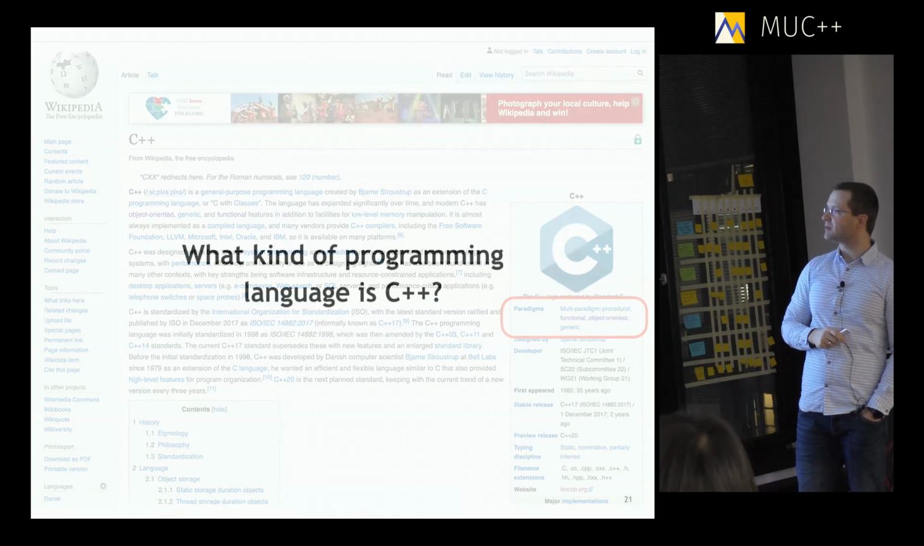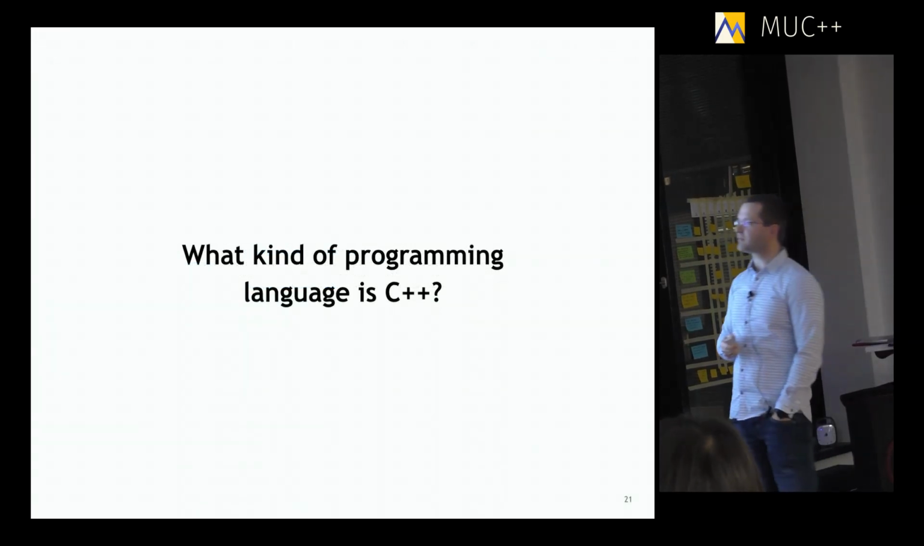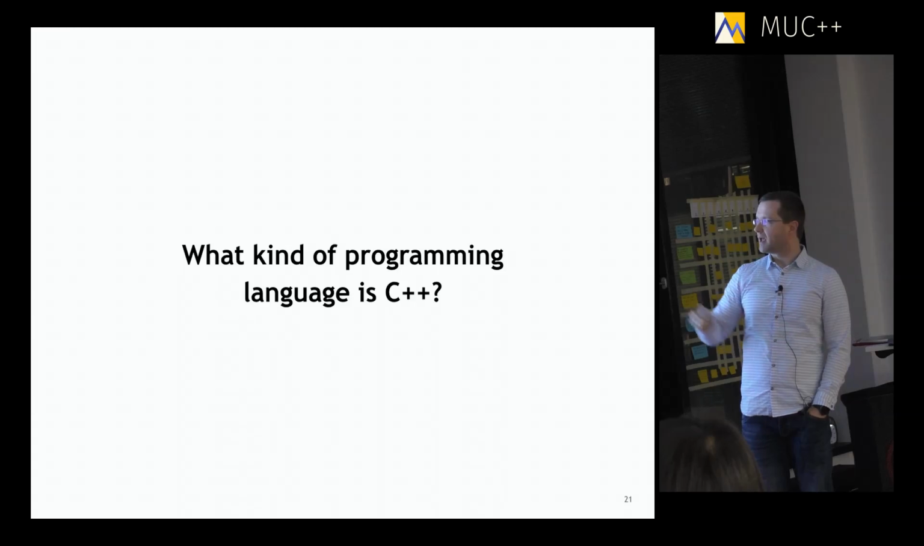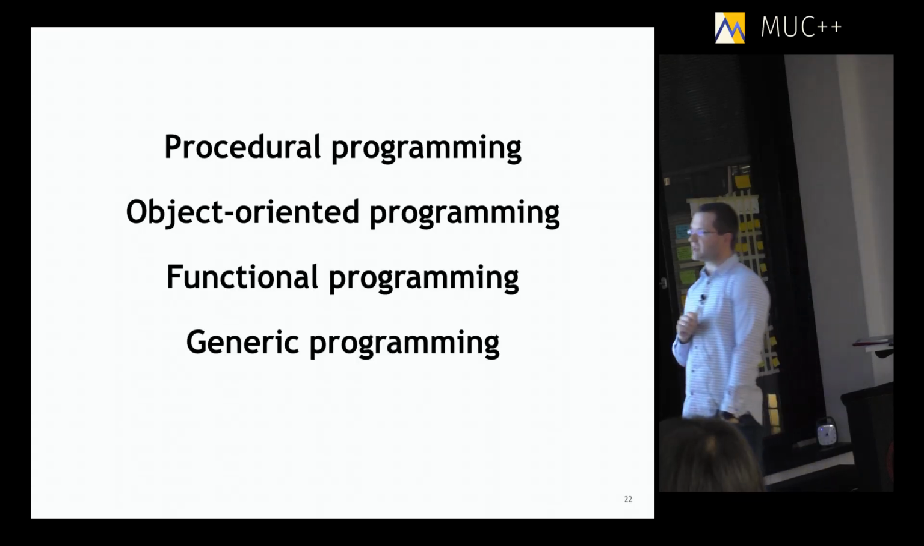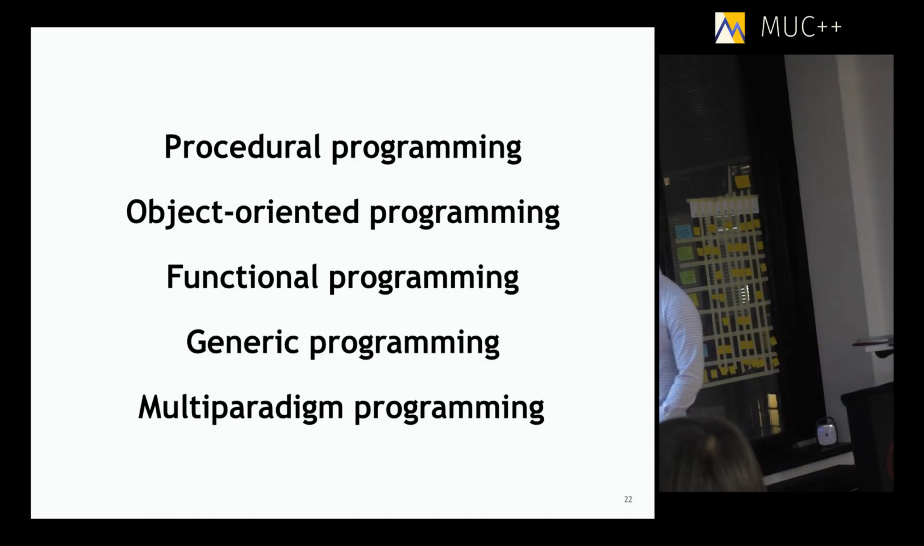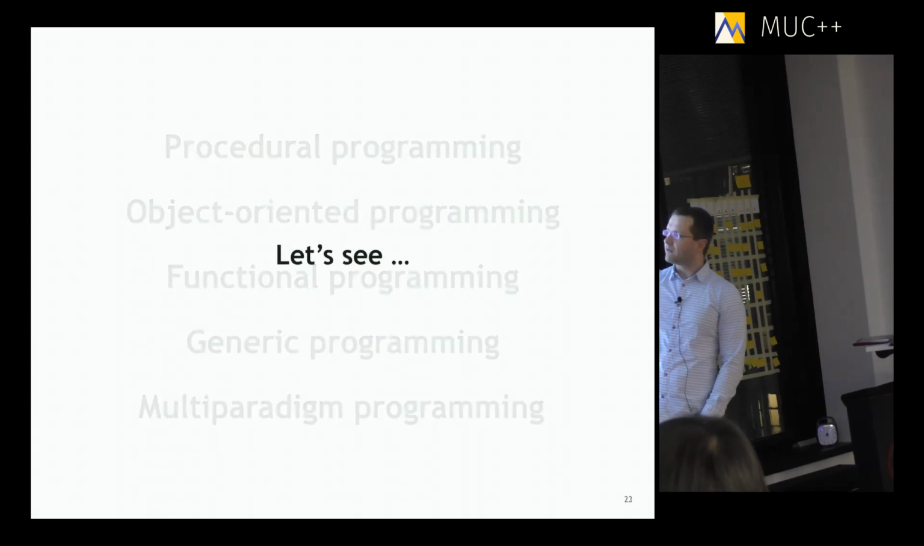So I'm now asking, what kind of programming language is C++ really? So before we get started, it could be procedural, object-oriented, functional, generic, multi-paradigm. You got the point. So I now want to go into this question by example.